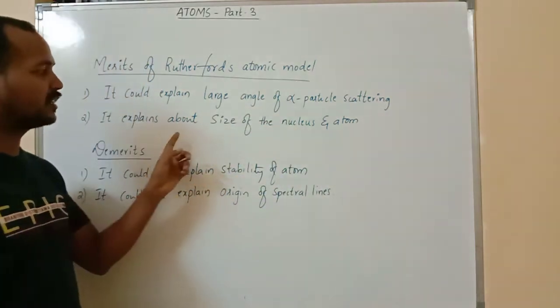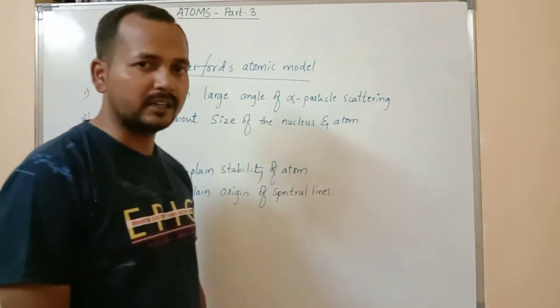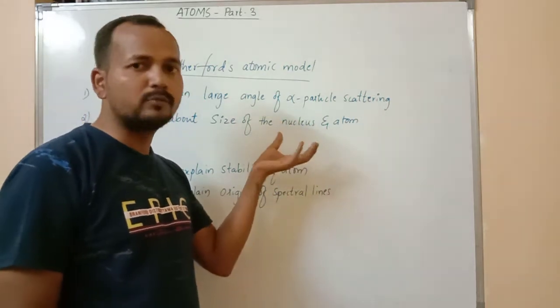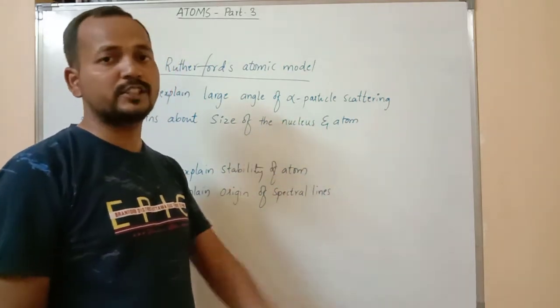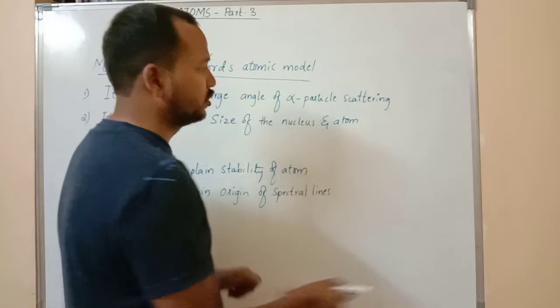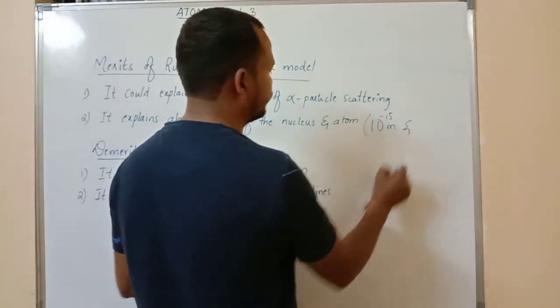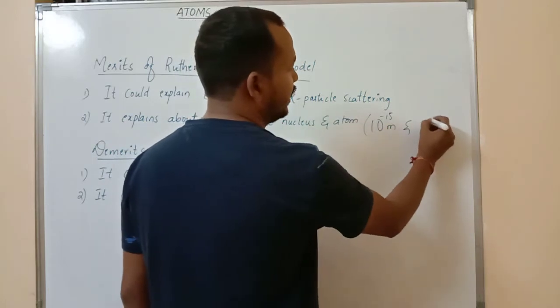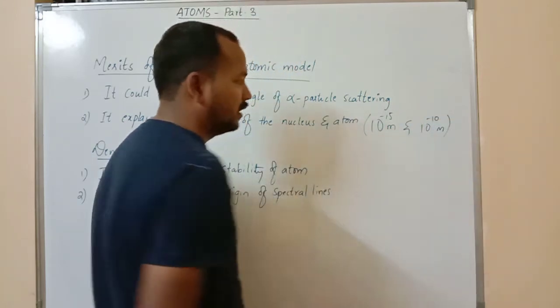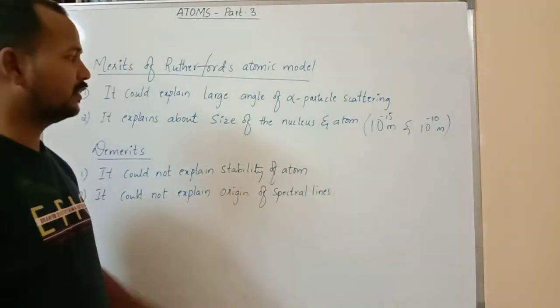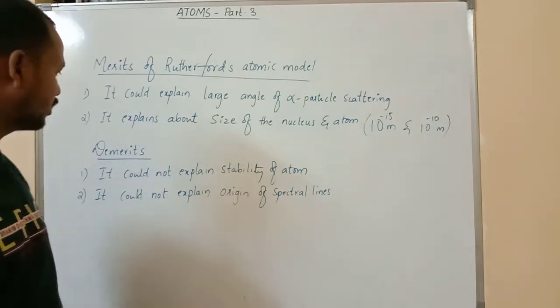Second one, it explains the size of the nucleus and atom. Using alpha particle scattering, we come to know the size of the nucleus and the size of the atom. We know that the size of the nucleus is 10 raised to minus 15 meter and the size of the atom is about 10 raised to minus 10 meter. That could be understood by the Rutherford atomic model.